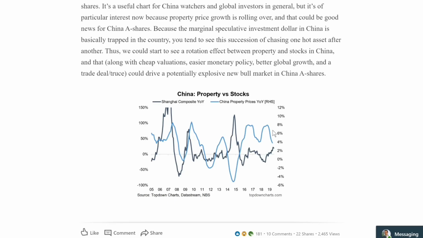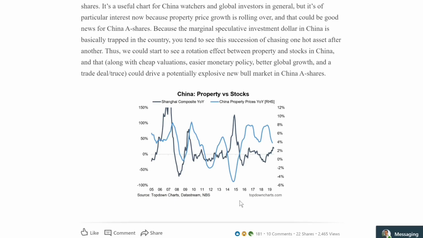So now that we're seeing property prices rolling over again, and a couple of leading indicators that I'm looking at are pointing to follow through there, that'll have the marginal speculative investment dollar in China thinking maybe we get out of property, and at the same time China A shares are looking a little bit better now. So maybe we see another repeat of that rotation.